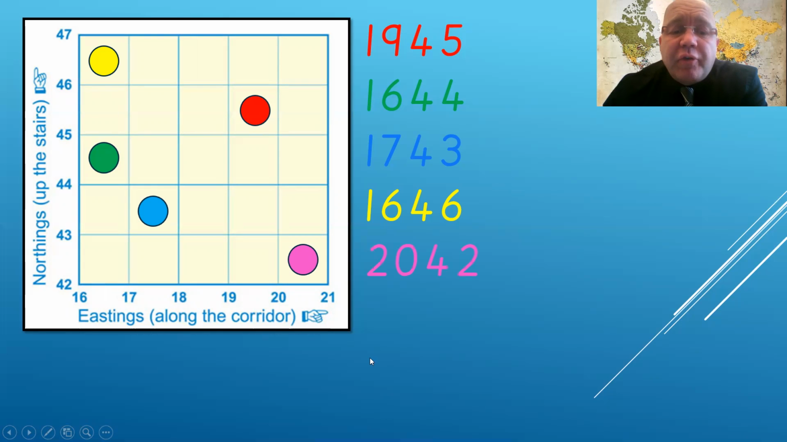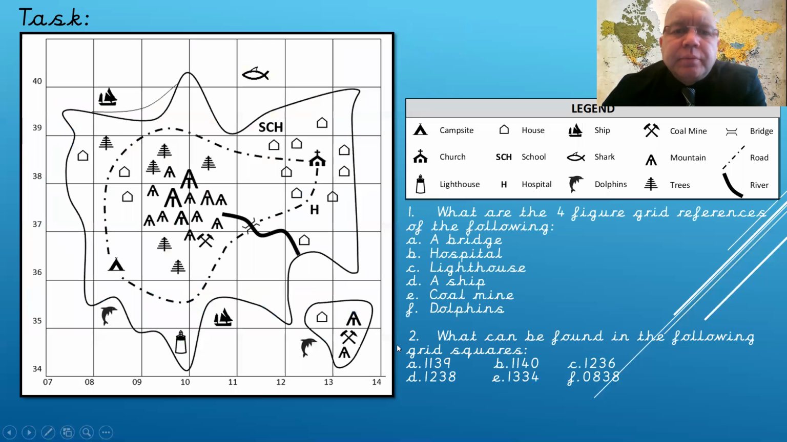Did you get 2042? I hope so, because on the easting, on the horizontal, we get to square 20, and we're on that first row, which is 42. So 2042 would be its grid reference. Okay, right. Time for you to have a go.